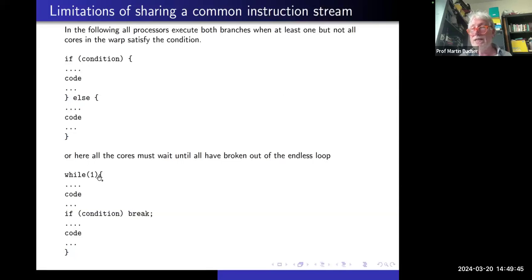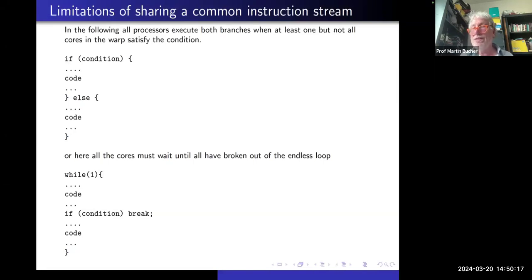And another example is if we have an infinite loop that will break if it just keeps on trying till a condition is satisfied. Well, in order for the other processors to get out of the loop, all of them have to get out.